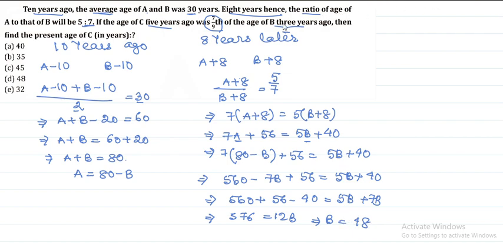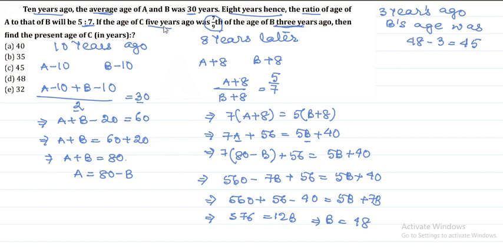Now we have to find the age of B 3 years ago. So 3 years ago B's age was, what? 48 was the current. So 48 minus 3 gives us 45. So 3 years ago B's age was 45.